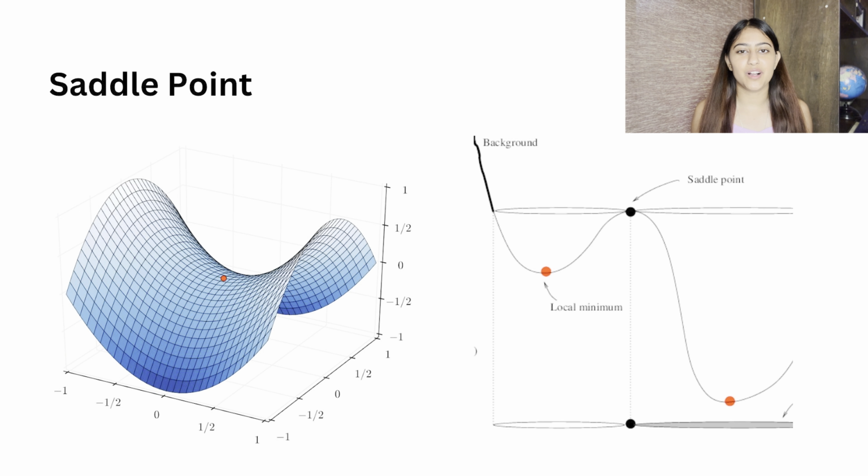Now for the sneakier ones, we have saddle points. These are the weird spots where your gradient becomes zero, but you are neither at a minima nor at a maxima. From one direction, the surface curves upwards, and from the other direction, it curves downwards. So the gradient descent gets confused and just stalls.